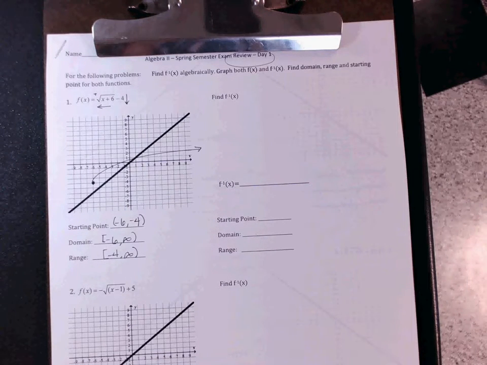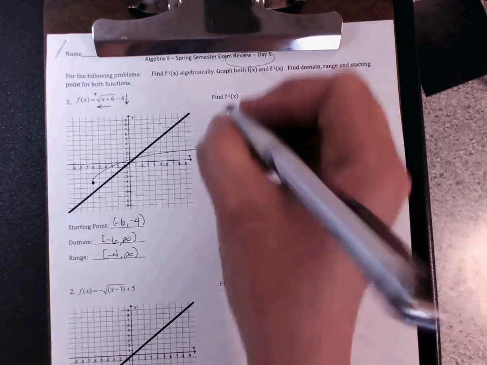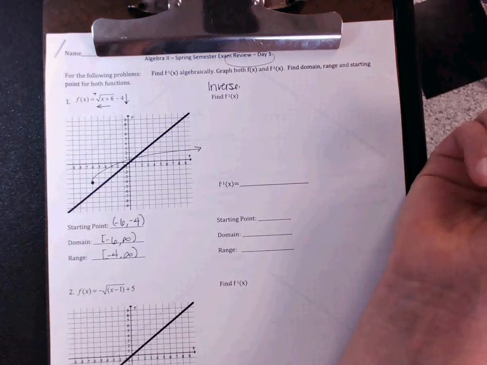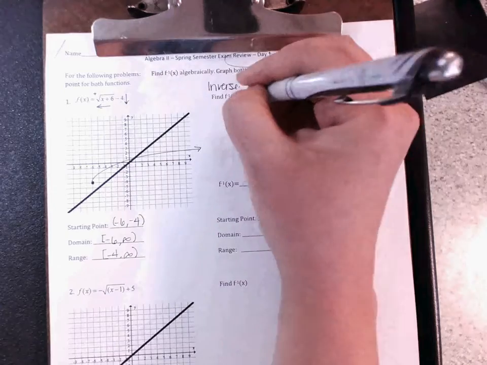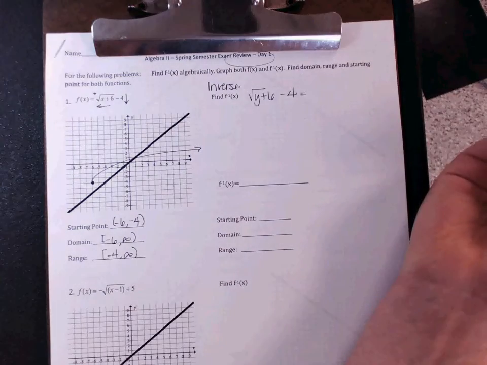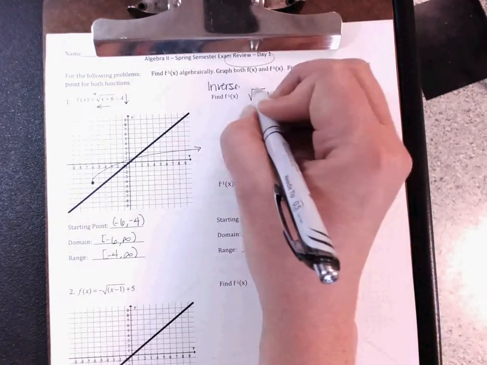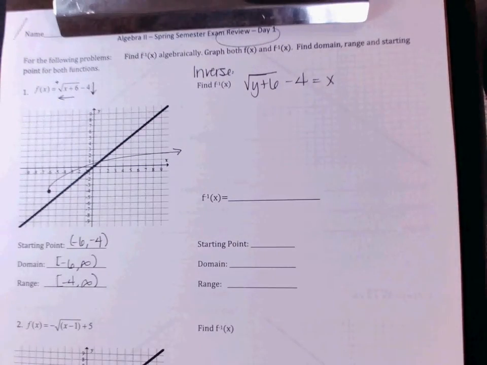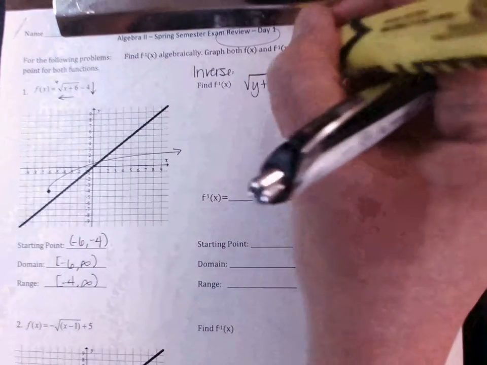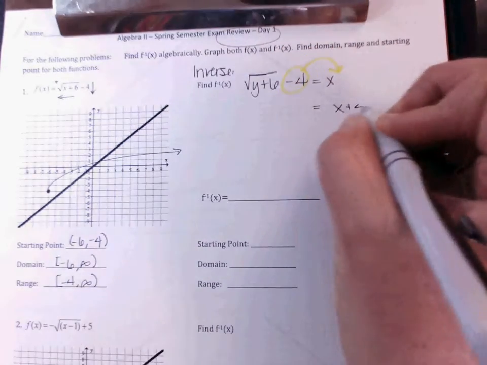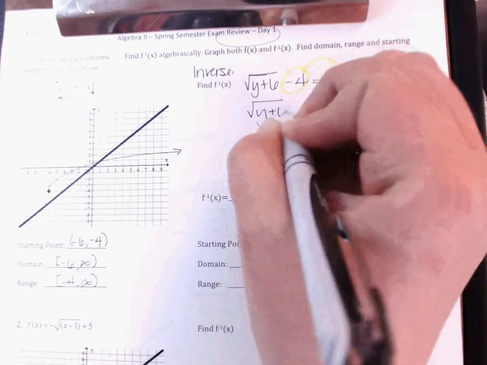Now your f to the -1, remember that that means inverse. You switch the x and the y. Very good. So if it was the square root of x plus 6, now it's the square root of y plus 6 minus 4. And instead of y equals, now it's equals x. Then my goal is to get that new y by itself. What do I do first? Take the -4 across to the other side. Now it's a +4. So I have x plus 4 on this side, and on the other side, I have the square root of y plus 6.